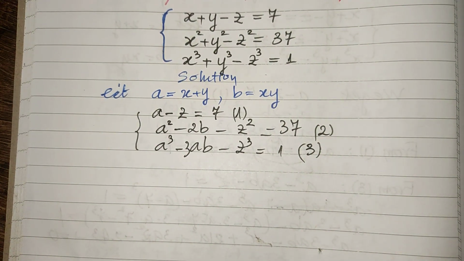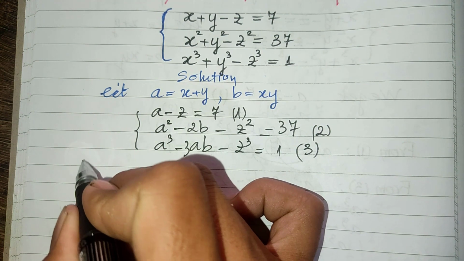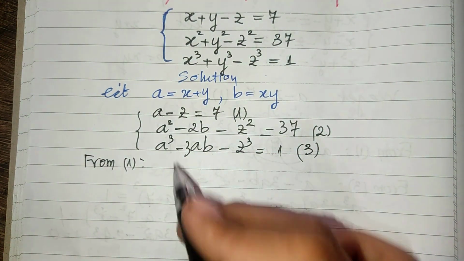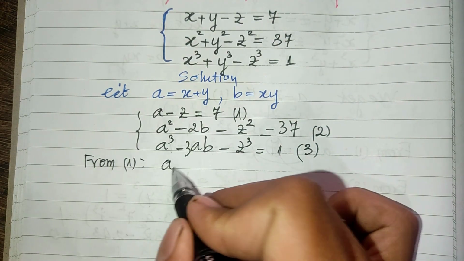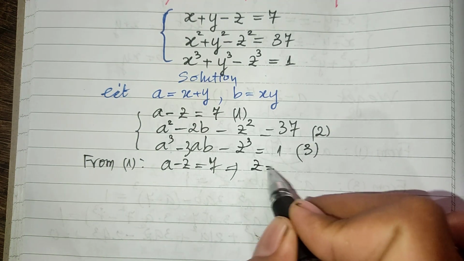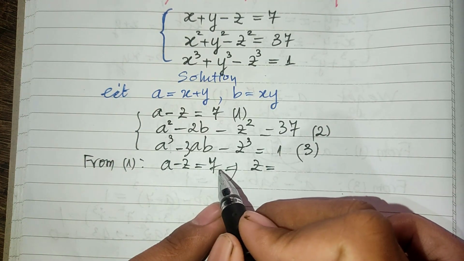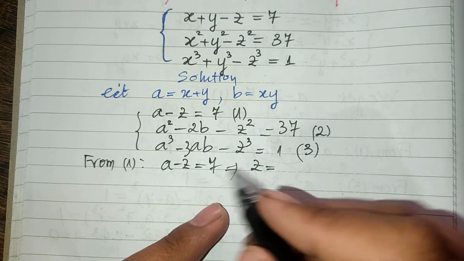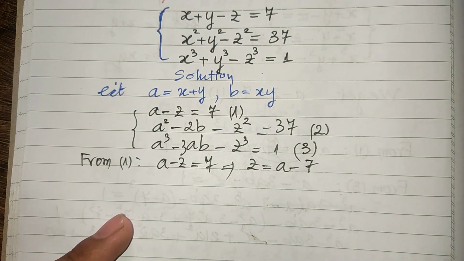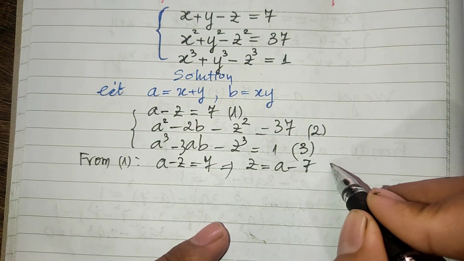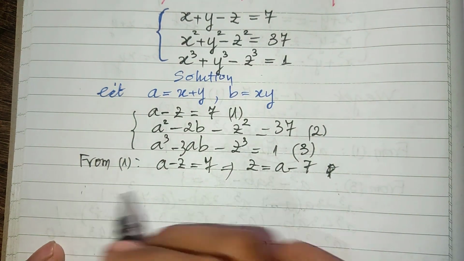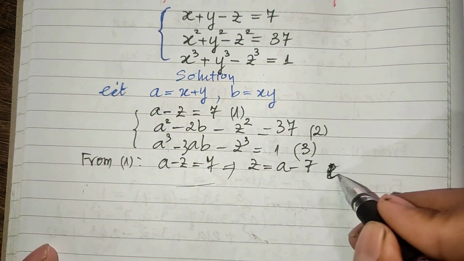Now from the first equation, a minus z equals 7. We move z to the right-hand side and 7 to the left-hand side, so we get z equals a minus 7. Let this be the fourth equation.